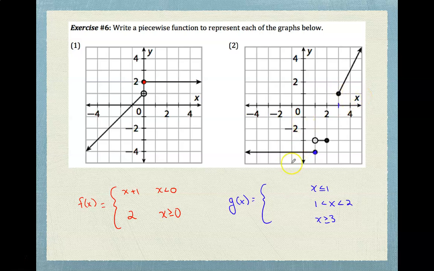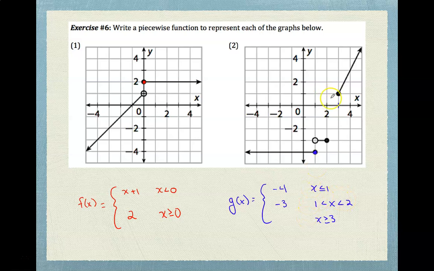Okay, now I need the function values. So on this first domain, when x is less than or equal to 1, this is going to be negative 4 all the way across. So it doesn't change. It just has a function value of negative 4. When I skip to this next domain, in between 1 and 2, it has a function value of negative 3. It's just a horizontal line, and the function is always negative 3 as long as I'm between 1 and 2.